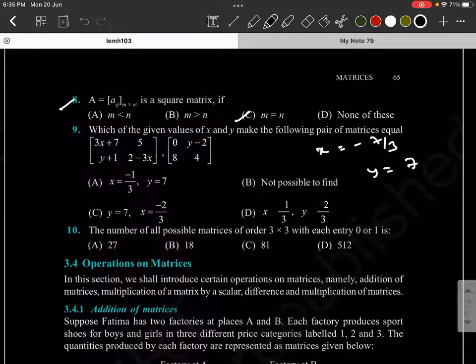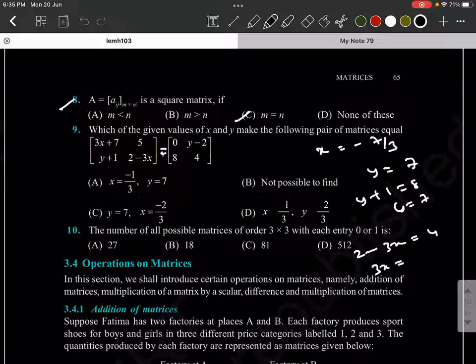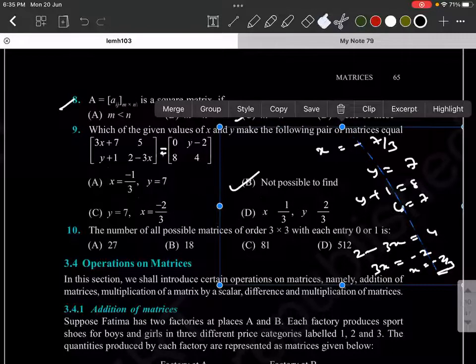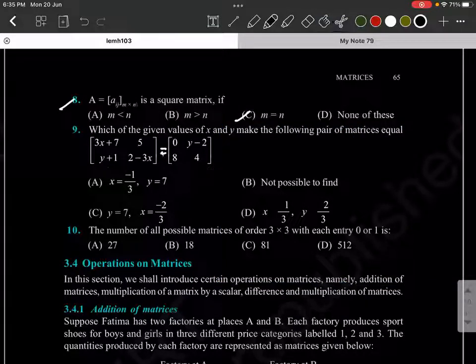Oh, they didn't say equal to. X has two values, sir. So y plus 1 is 8, y is equal to 7. 2 minus 3x is equal to 4. X has two values, so it is not possible to find, because they are not equal matrices.